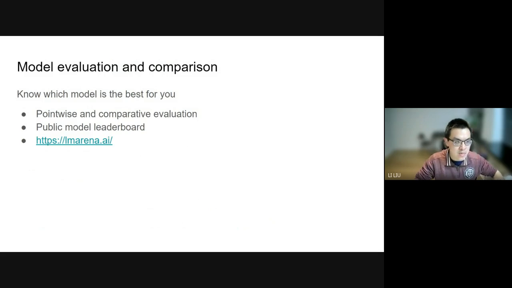There's also a small section here in the book called model evaluation and comparison. This is more about how to know which model is the best for your use cases. Because there are so many models, and in the news, when a new model is released, they all claim to be the best, right? So it's a lot of noise. There are some techniques called pointwise and comparative evaluation, essentially to compare against these different models.